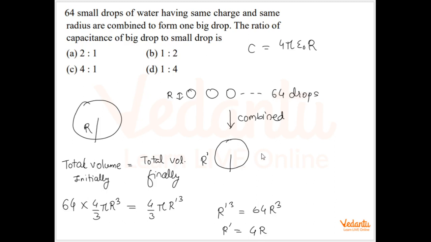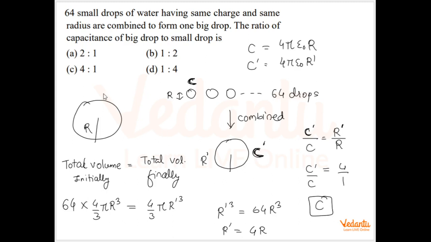Now let's say capacitance of each small drop was C and capacitance of the big drop is C dash. If we take the ratio C dash divided by C, it will be equal to r dash divided by r, because C dash will just be 4 pi epsilon naught r dash. So that will just give me C dash by C is equal to 4 by 1. So option C will be the correct answer.